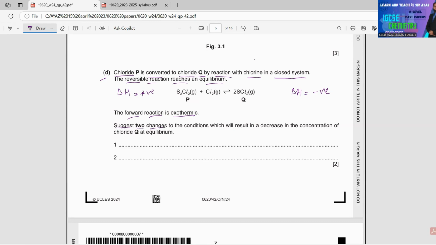Suggest 2 changes to the conditions which will result in a decrease in the concentration of chloride Q at equilibrium. Now I want to decrease the concentration of chloride Q. One of the possibilities is that you can increase the temperature, because this will shift the equilibrium to the reactant side or the left hand side, because the reactant side is endothermic. So you can write any 2 from these. Increase the temperature.